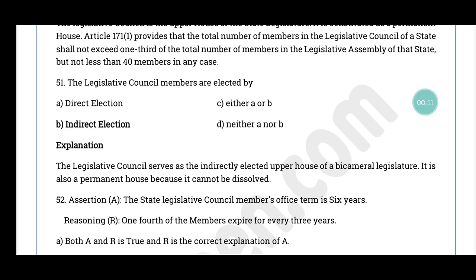Question number 51. The legislative council members are elected by? The correct answer is option B, indirect election. Legislative council serves as an indirectly elected upper house. This is a part of a bicameral legislature. இது permanent house ன்னு சொல்றதுனால it cannot be dissolved.